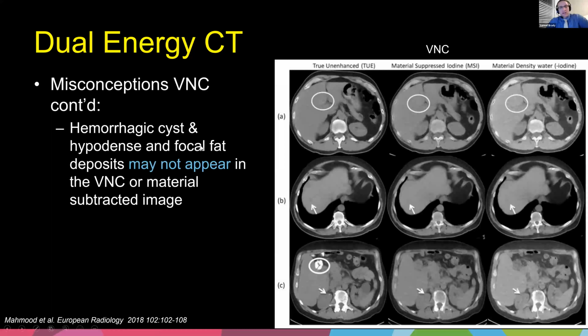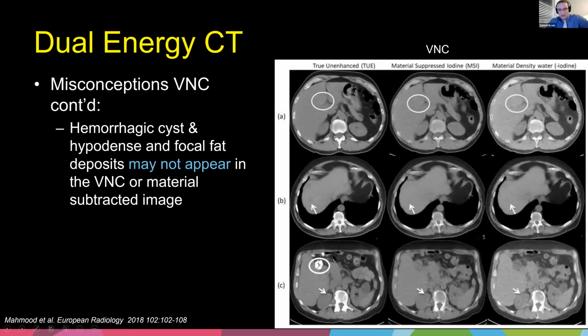Looking a little bit further into that, a publication by Mahmoud that came out in 2018 looked at, I can't remember, 100 or more, a couple hundred patients. And what they did is they looked at the true unenhanced images.